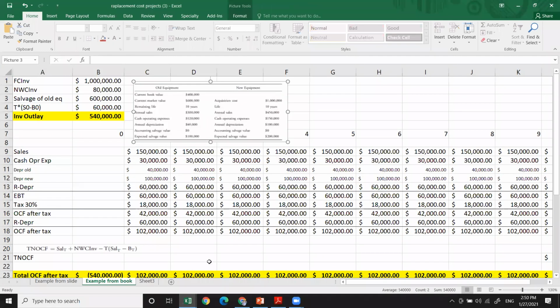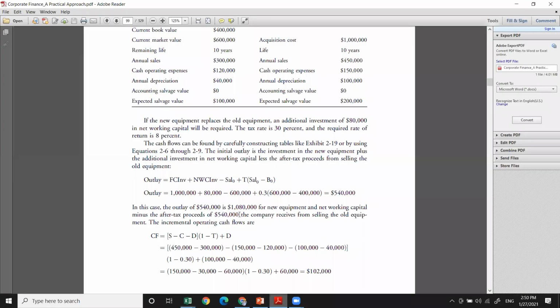How do we calculate it? I showed you last time. It's here as well. Like fixed capital investment, like buying the new equipment, net working capital, selling the old equipment, plus tax amounts on the gain. And the gain is the salvage value of the old equipment minus the book value of the old equipment.